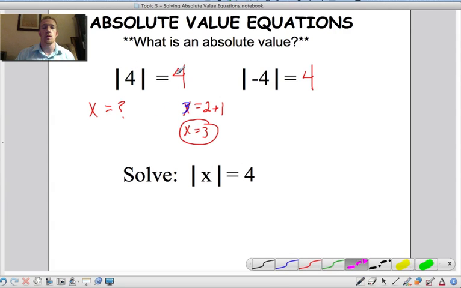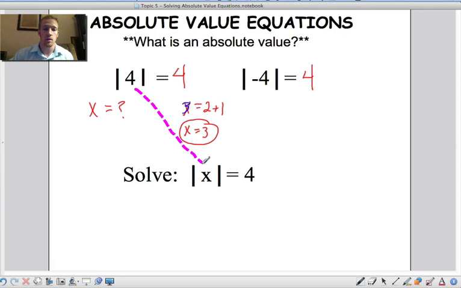So here we see that the absolute value of 4 is 4. So in this equation, x could be a 4. That's one thing x is allowed to be to keep that equation true. In this equation, look, we got the absolute value of negative 4 equals 4. So we could plug in a negative 4 and that would keep it true.